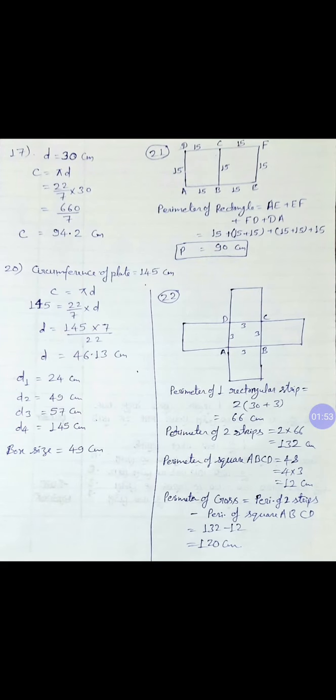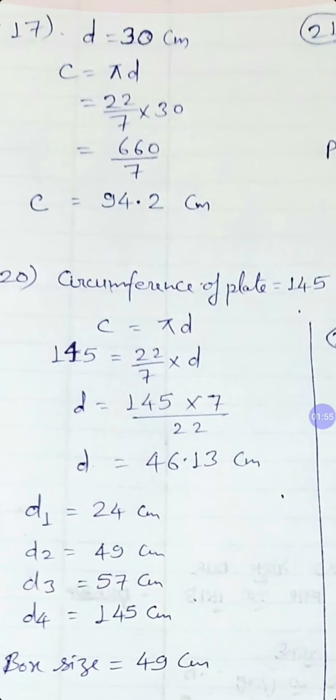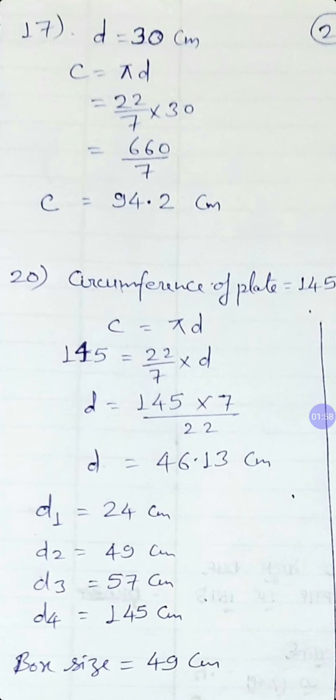Now let's move to the next question. We have a question here, question number 17. In this question, the diameter is given, and we have to find out the circumference in nearest millimeter. Okay, so diameter is given 30 centimeters. We have the formula circumference C is equal to pi D. So pi value is 22 upon 7 into D value is 30. We will multiply and divide this.